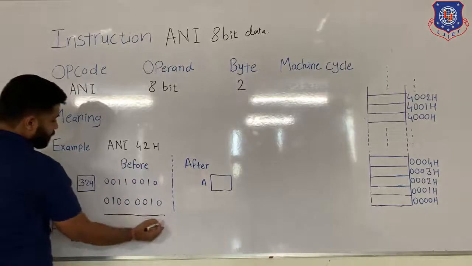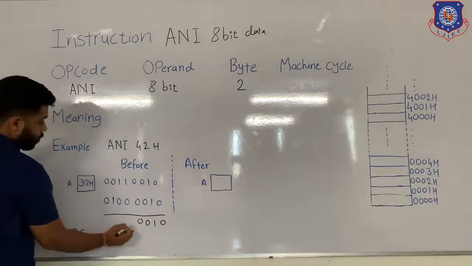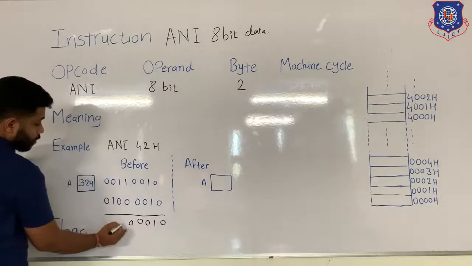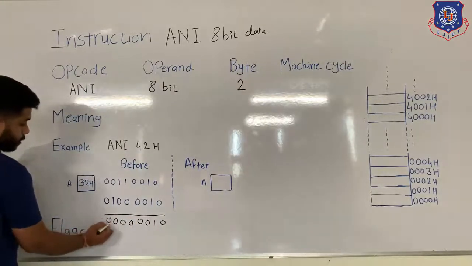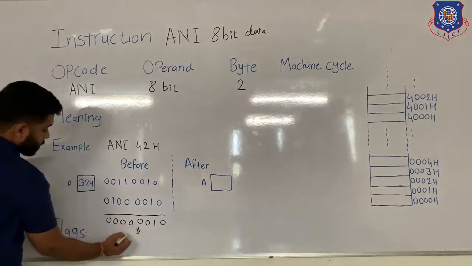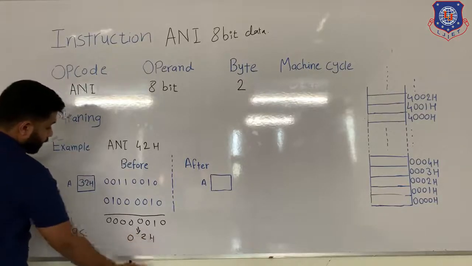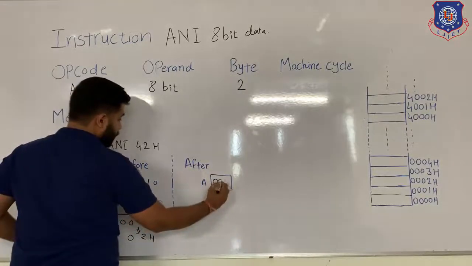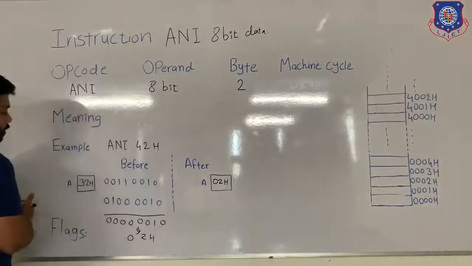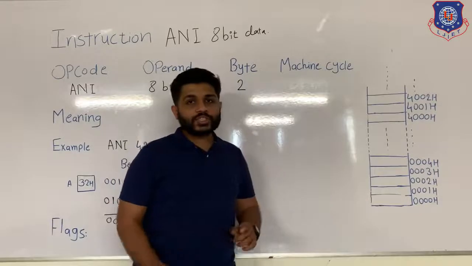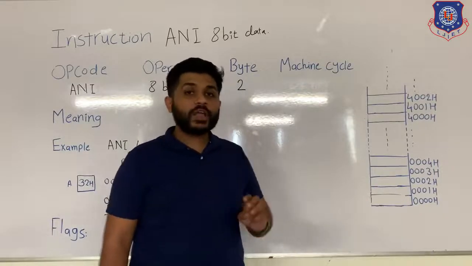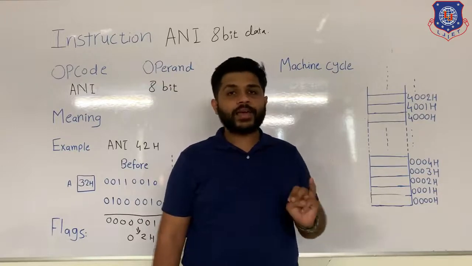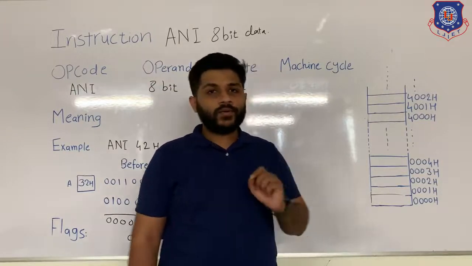After execution, the answer of the logical AND between these two numbers will be stored in the accumulator. Let's perform the logical AND. 0 1 0 0 1 0 0 0 and 0. If you convert into hexadecimal, you will get 02H. So the answer will be stored in the accumulator after execution of the instruction. Because this instruction is a logical instruction, only 3 flags will be affected, that is the sign flag, the zero flag and the parity flag. Now let's see the machine cycle.